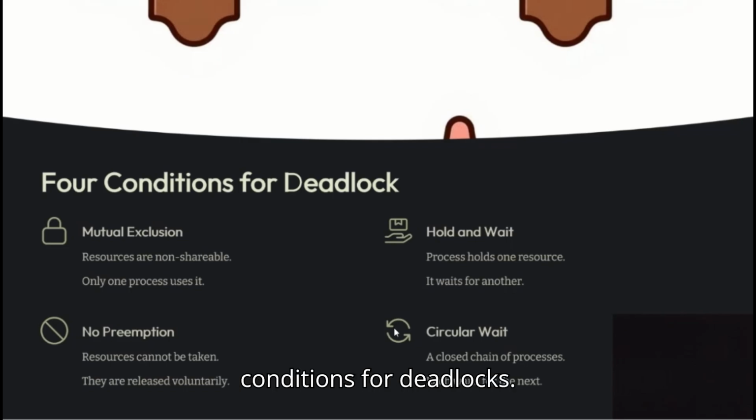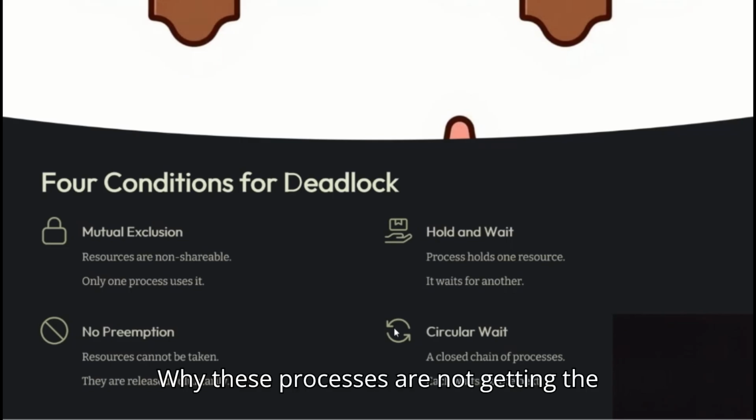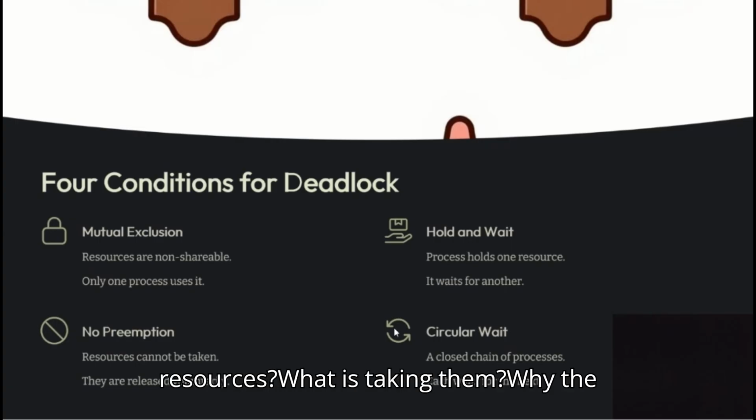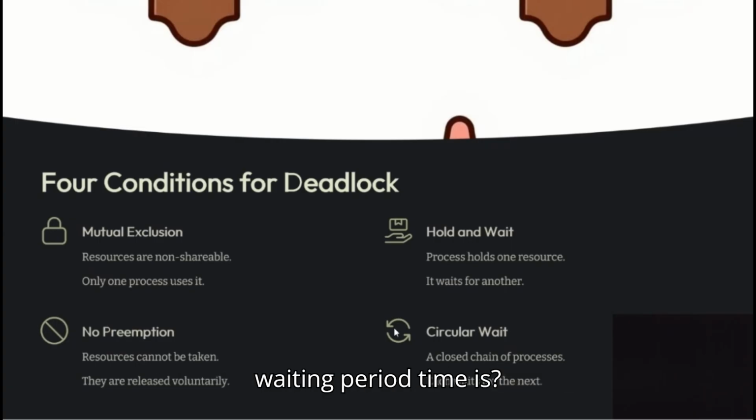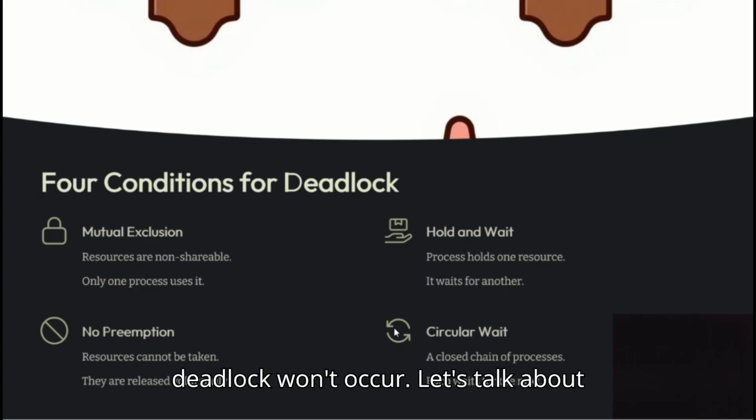Four conditions for deadlocks. Why are these processes not getting the resources, and why is the waiting time indefinite? The reason is these four conditions. Now, is it necessary that all four conditions be there? Yes. If one of the conditions is not there, then deadlock won't occur.